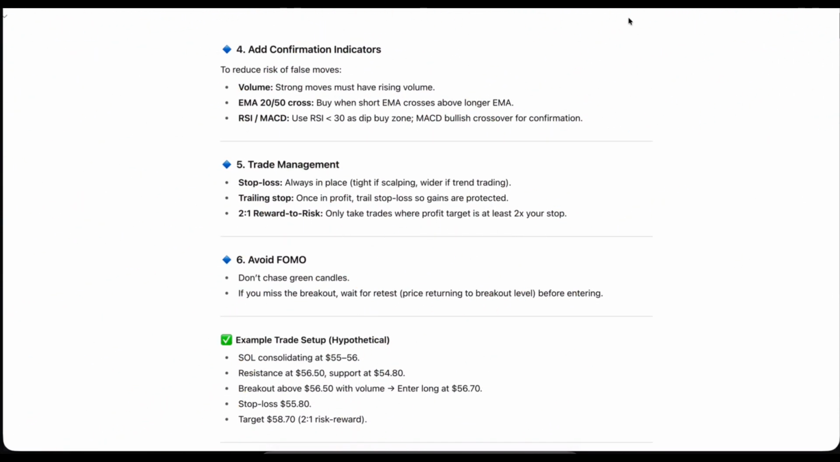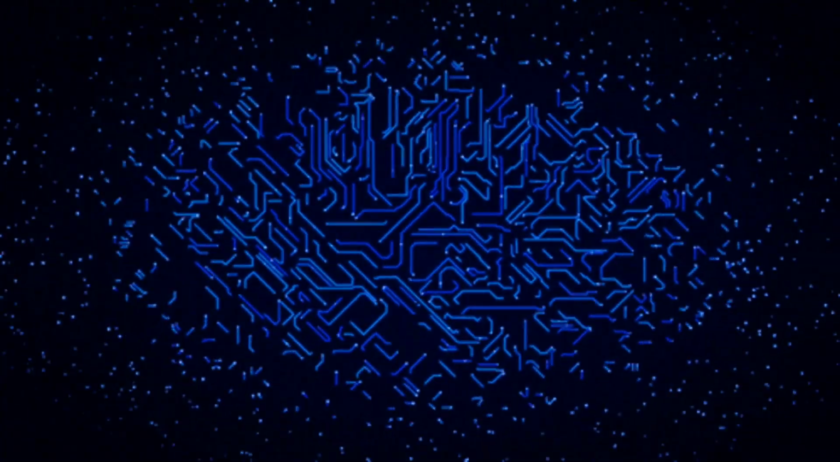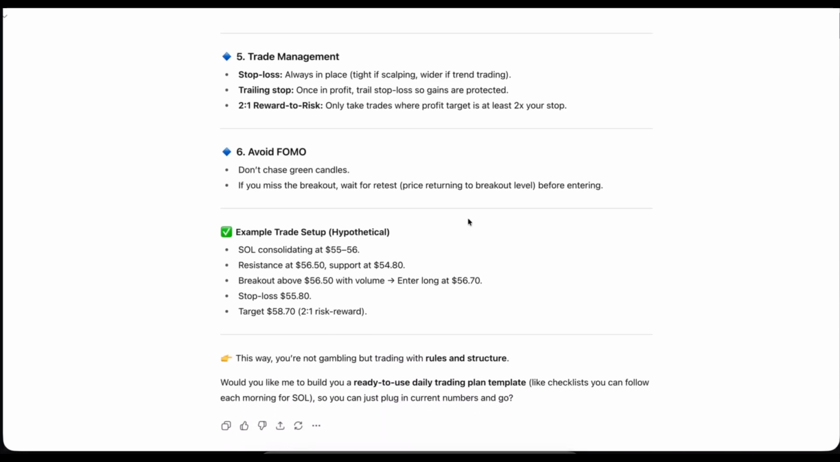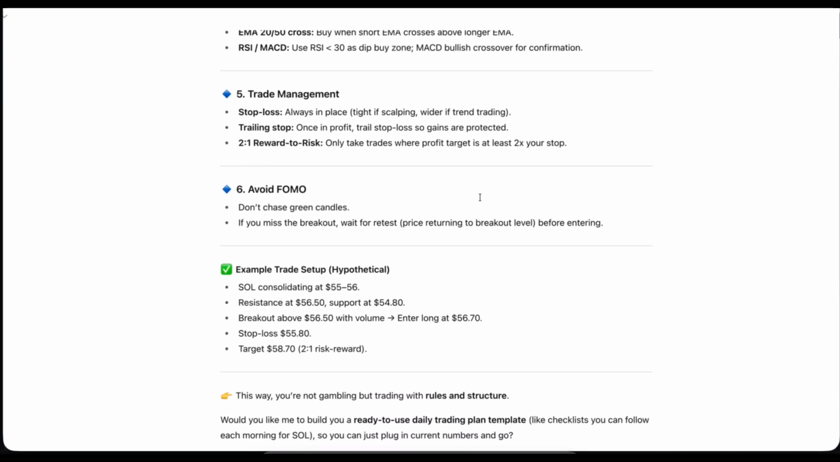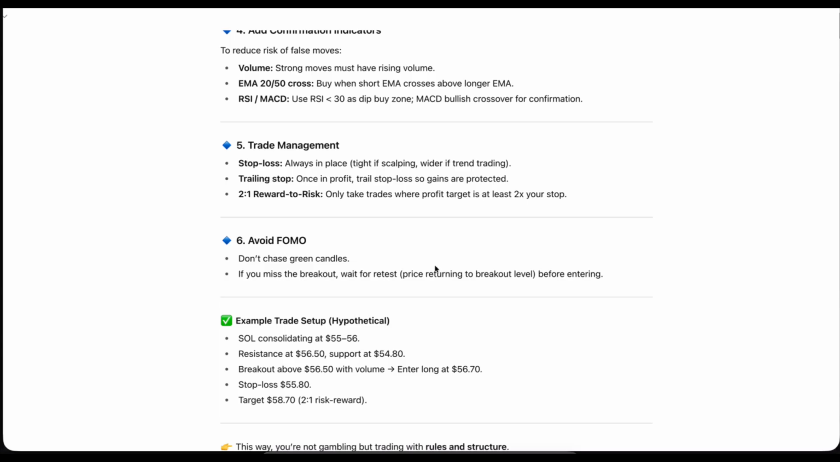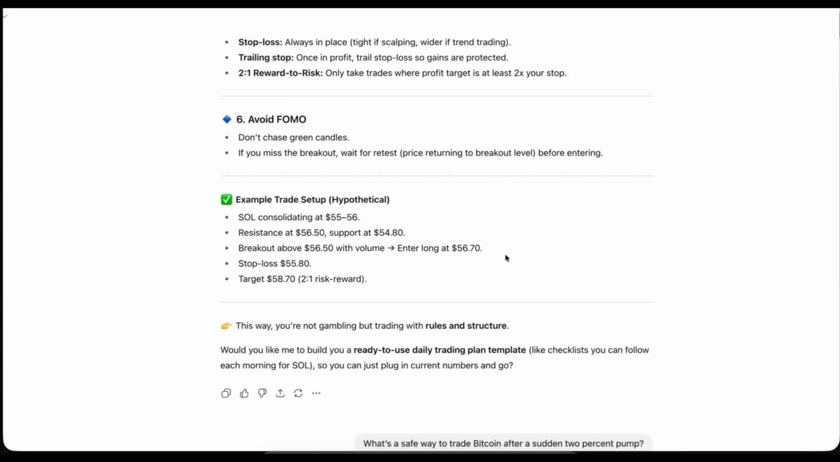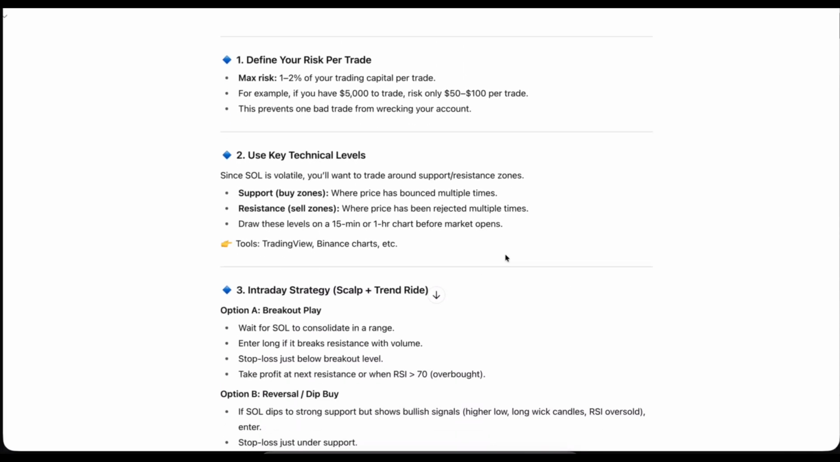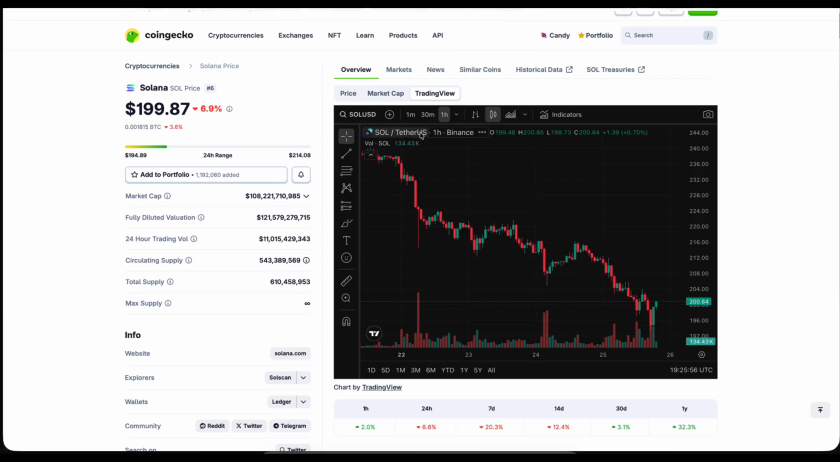So here's where the magic happens. When you combine both, you basically get early signal plus structured planning. Grok tells you where the market chatter is heating up, ChatGPT helps you turn that chatter into a disciplined trade setup. For example, if Grok says SOL is spiking in mentions due to new staking rewards, and then ChatGPT structures a plan around the support and resistance levels, you now have both the why and the how for your trade.